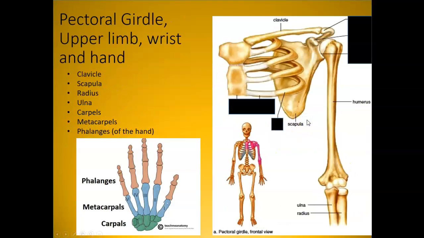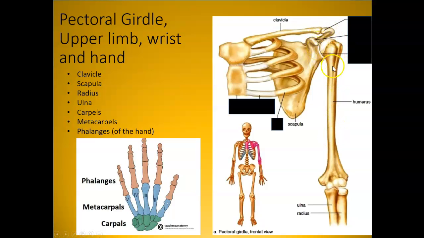So in the pectoral girdle, which is your shoulder area, we've got your clavicle, which is your collarbone. You've got your scapula, which is your shoulder blade across the back, and those two work together to hold the top part of your arm in place. There's a bunch of tendons and ligaments and muscles that all help that in there.